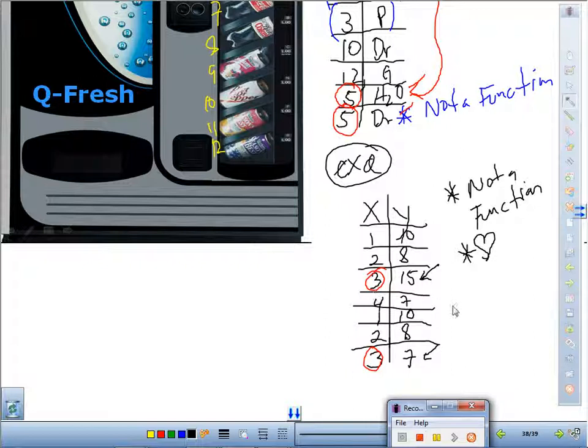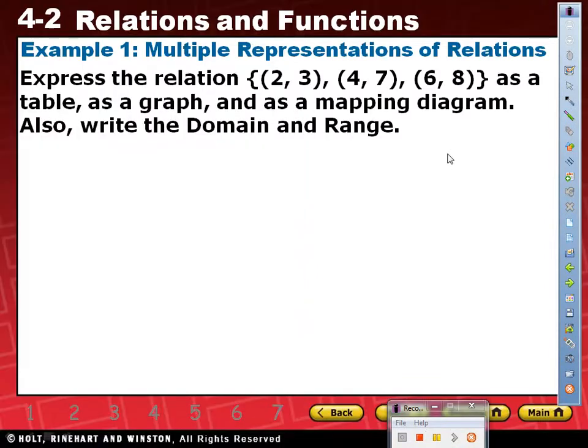In the back, copy this example down. Example number 1. So we're done with identifying which one is a relation, which one is a function. Now we're going to get into graphing. So copy this down, please. Example 1 in the back, please. You're going to need more space. That's why you need to copy this one on the back.